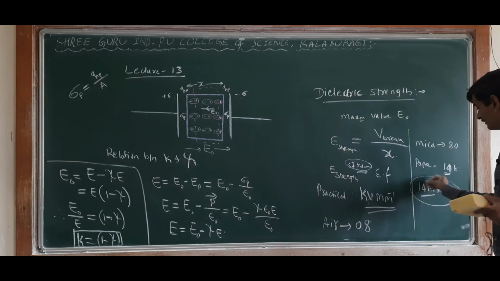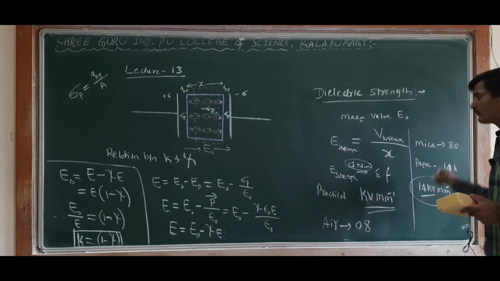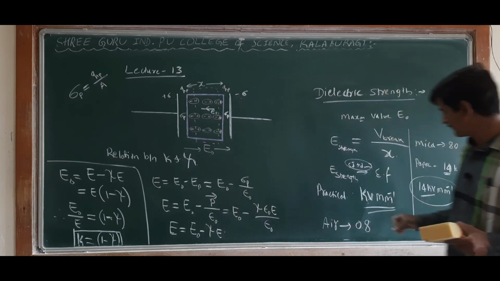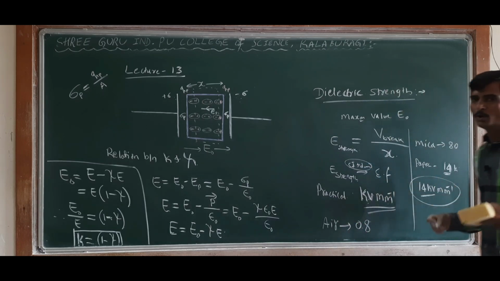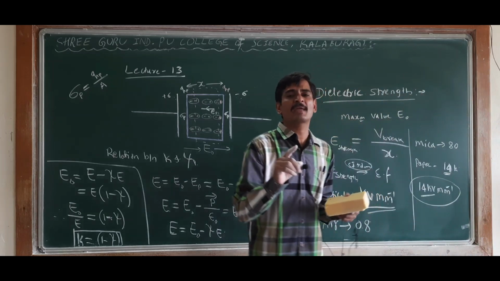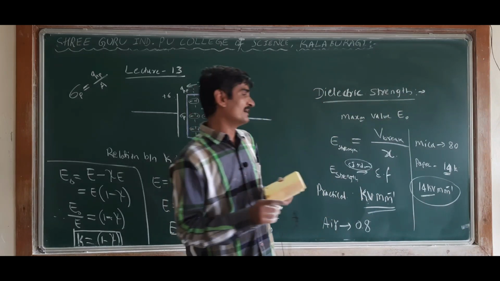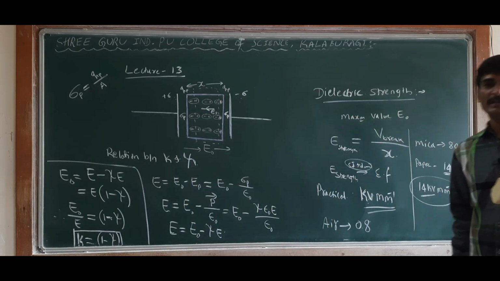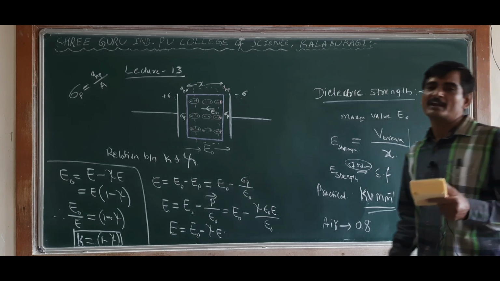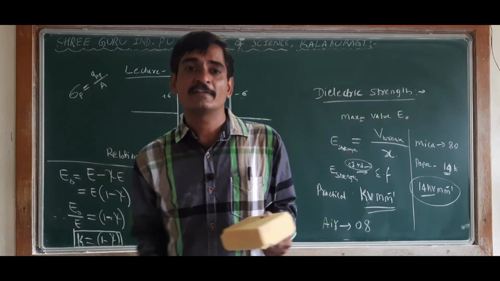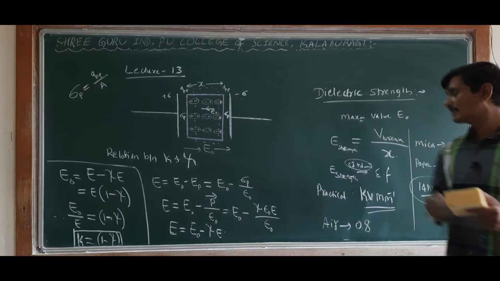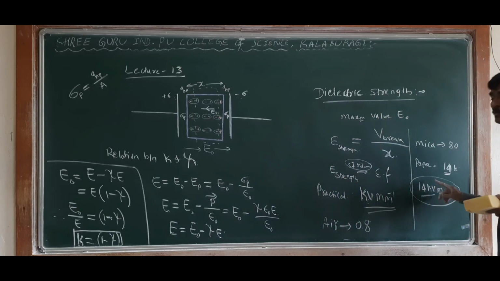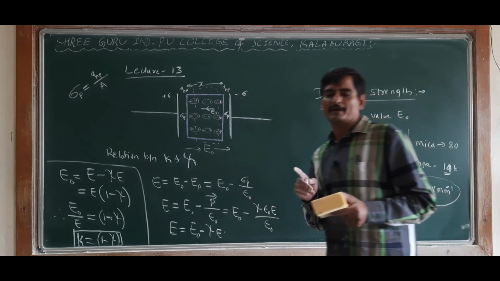If a potential greater than 14 kilovolt is applied to a paper of 1 millimeter length, then it will lose its dielectric property. Then paper will start to conduct. That is, paper will become a conductor, if more than 14 kilovolt of potential difference is applied to 1 millimeter length of the paper.